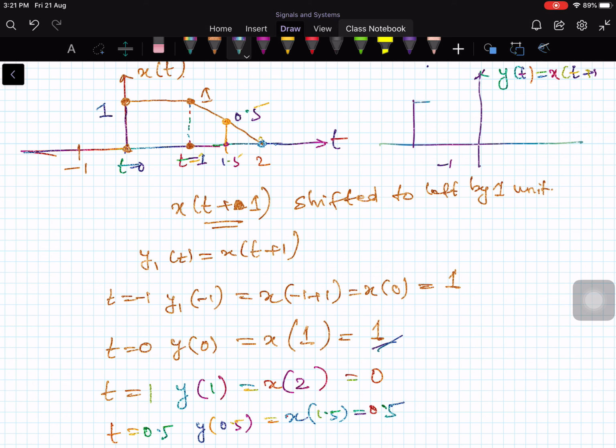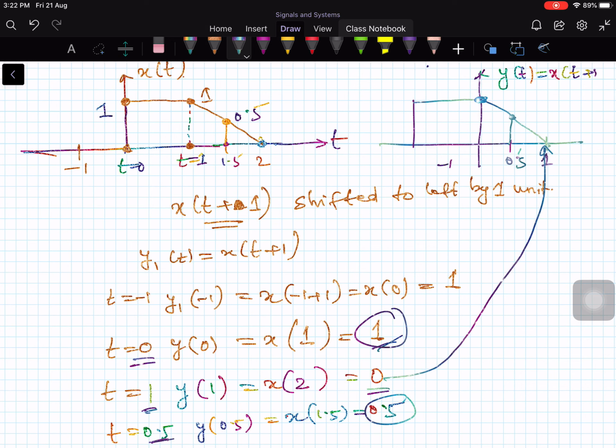Like this, it goes like that. This point is 1. When t equal to 1, the value is 0, it is coming here. When t equal to 0.5, it is 0.5. So at 0.5, it is 0.5. When t equals 0, it is 1. When t is equal to minus 1, it is 1. So this value is 1. So the whole signal is shifted to the left now. So this operation is called advanced operation.